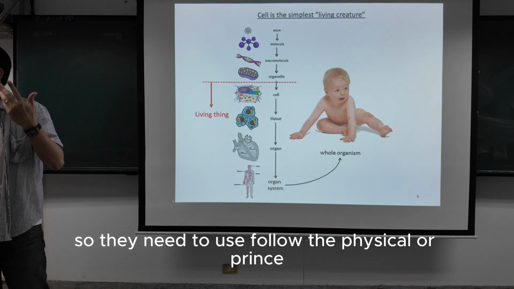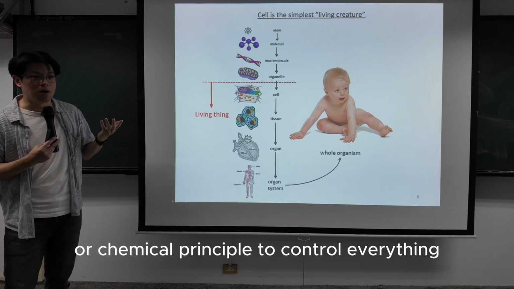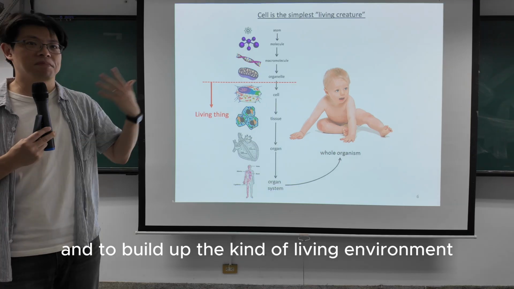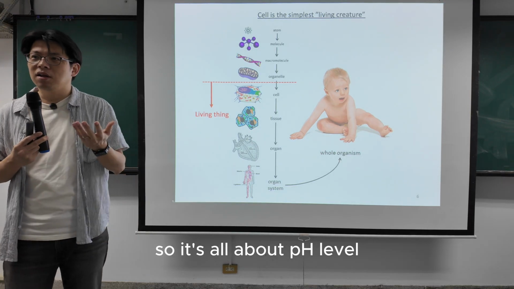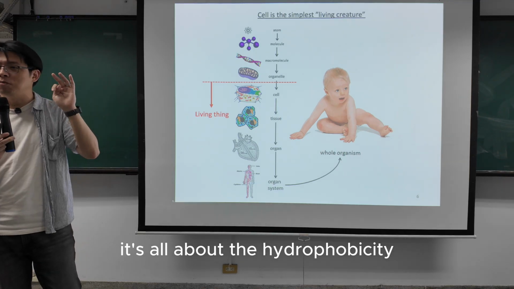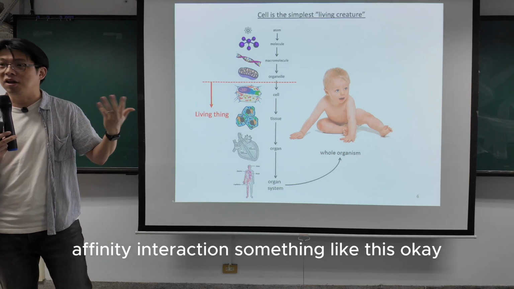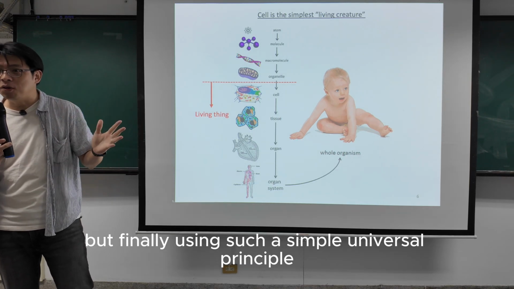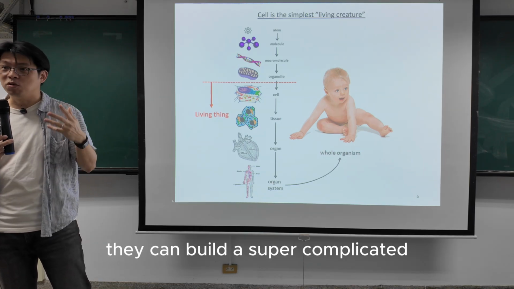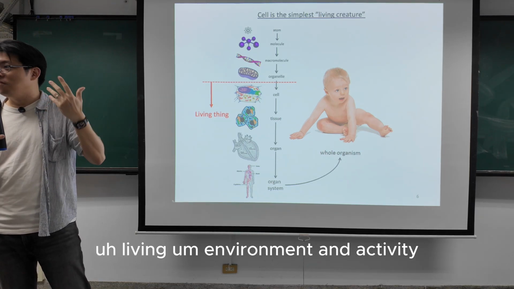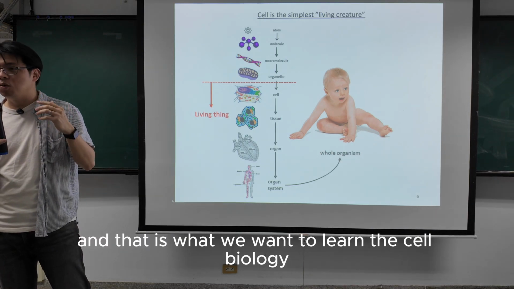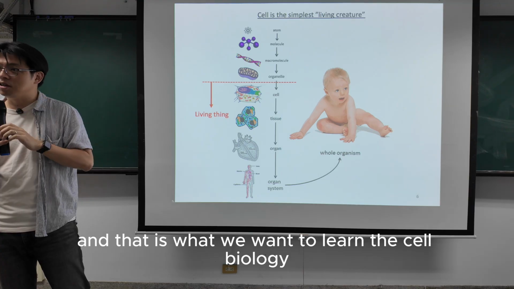So they need to follow the physical or chemical principle to control everything and build up the living environment. It's all about pH level, charge, hydrophobicity, affinity interaction, something like this, okay? But finally, using such simple universal principles, they can build a super complicated living environment and activity. That's amazing. And that is what we want to learn in cell biology.